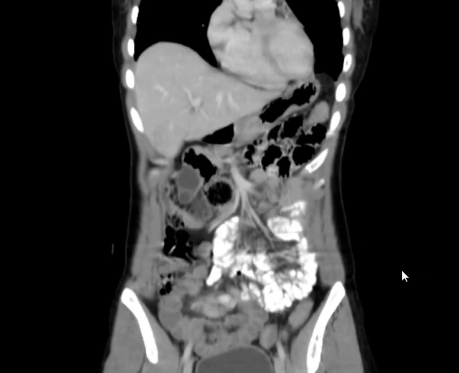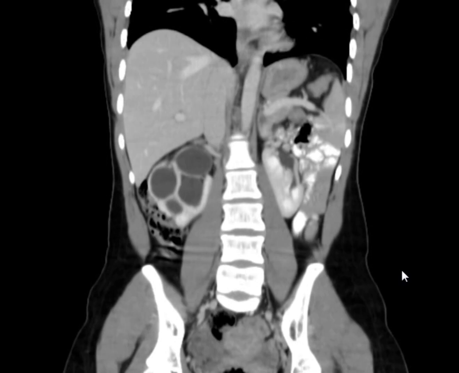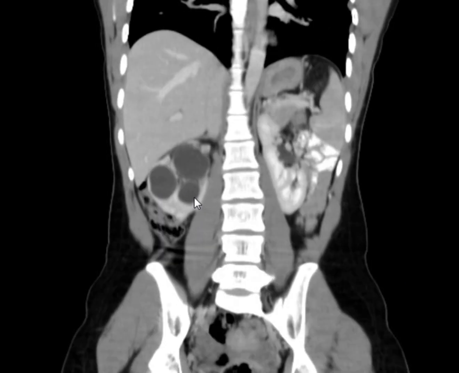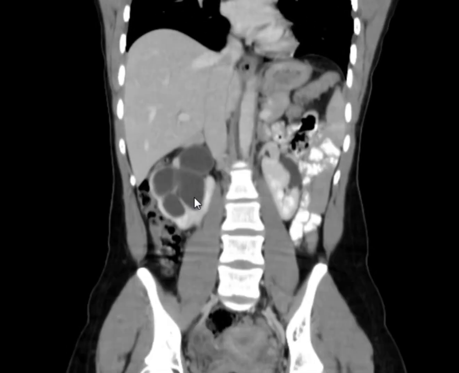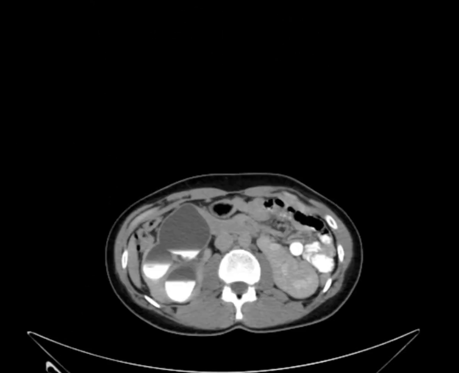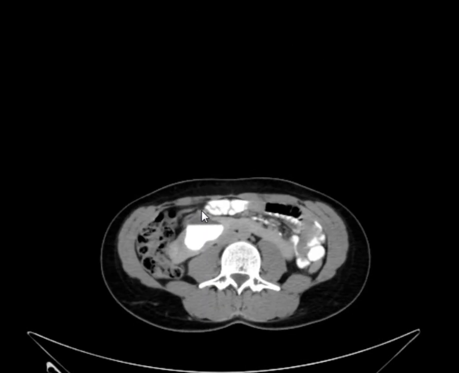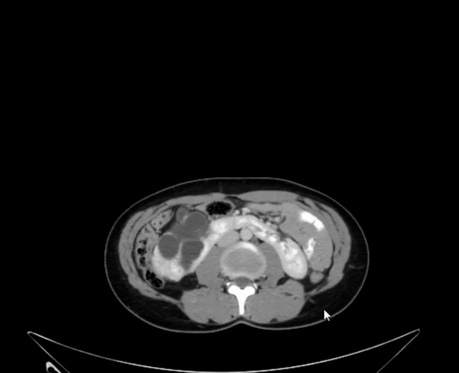This is coronal reconstruction showing multiple hypodense areas, cystic hypodense areas in the right kidney. Really? Are you sure? Okay, let me even help you more. This is venous phase showing what?